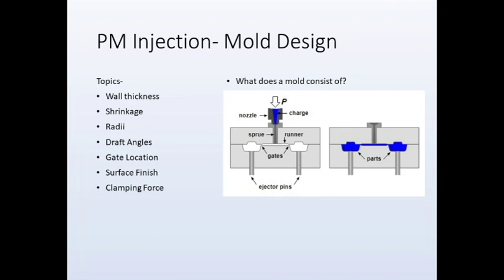A mold at the end of the screw machine goes through a nozzle. Here's a quick snippet of what a mold actually consists of. As you can see, the powder metal goes through a nozzle, which is fed into a sprue, and that sprue allows the metal to go to these runners. Those runners feed the powder metal into these gates that allow the powder metal to fill the actual parts.